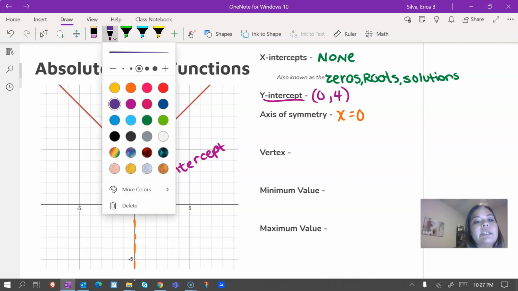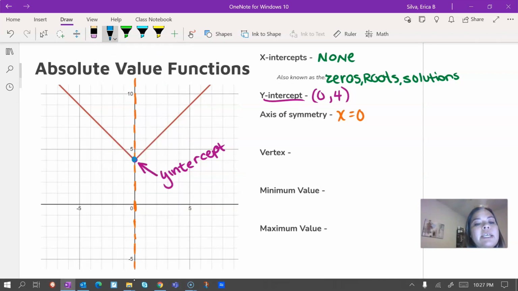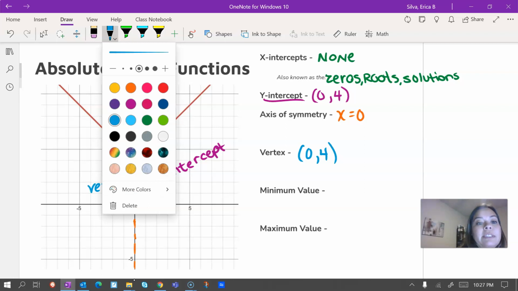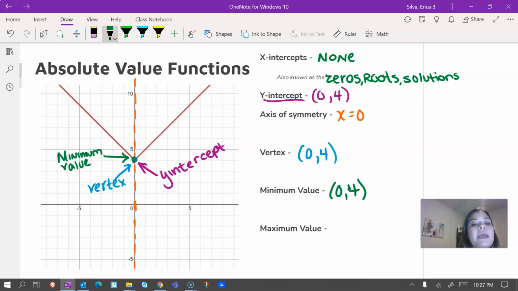On to our vertex. Our vertex is the highest or the lowest point. And in this case, this is my lowest point. So this is also called my vertex, and my vertex is at 0, positive 4. This one also has a minimum value at 0, positive 4, and because it has a minimum value, for this example, it does not have a maximum value, so this is not applicable.